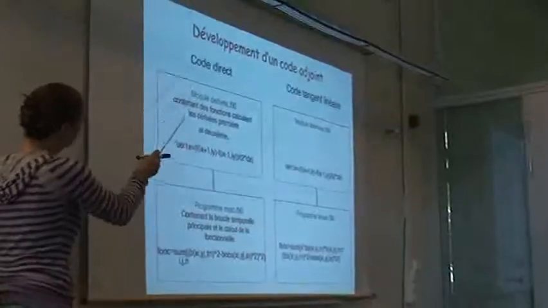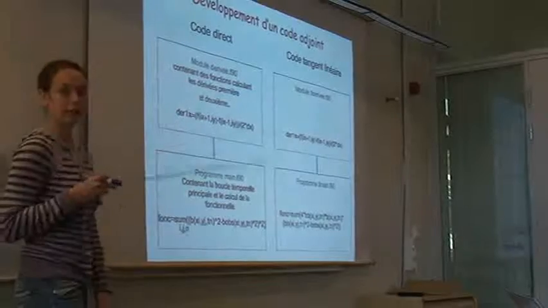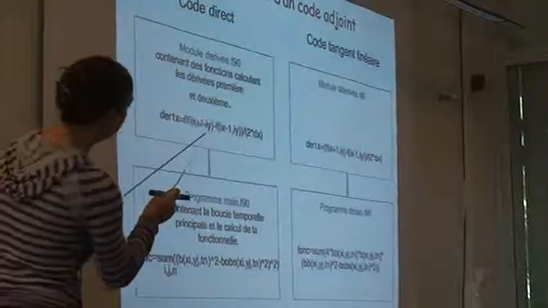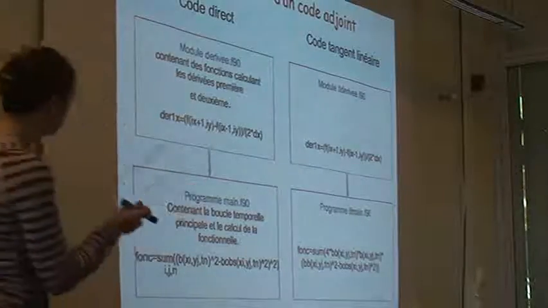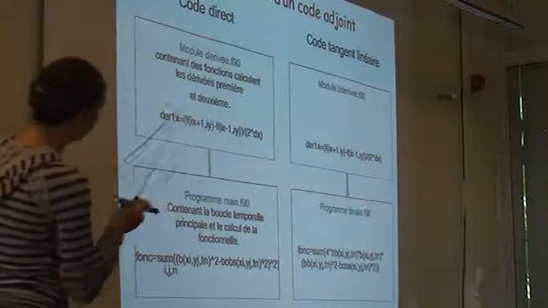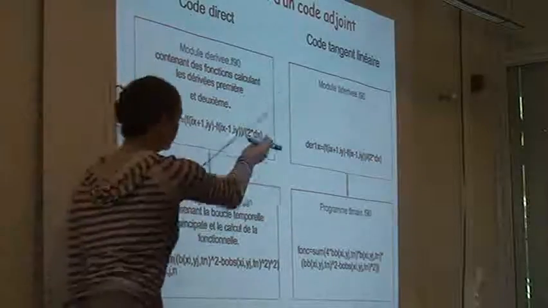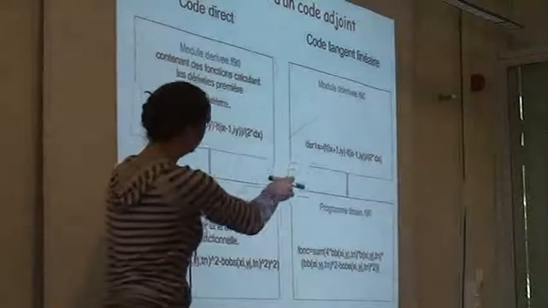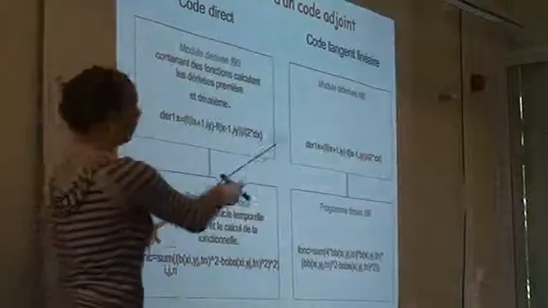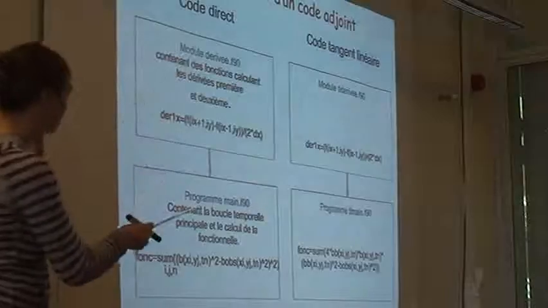In the direct code, we use a module which calculates the spatial derivatives. So this is just, for example, the derivative in the x direction. This is just the instruction which defines the first derivative. And we need to look at the tangent linear code. So this is what is shown here. This is linear, so this is the same. The tangent linear code is the same for this particular instruction. And this module is introduced in the main program.